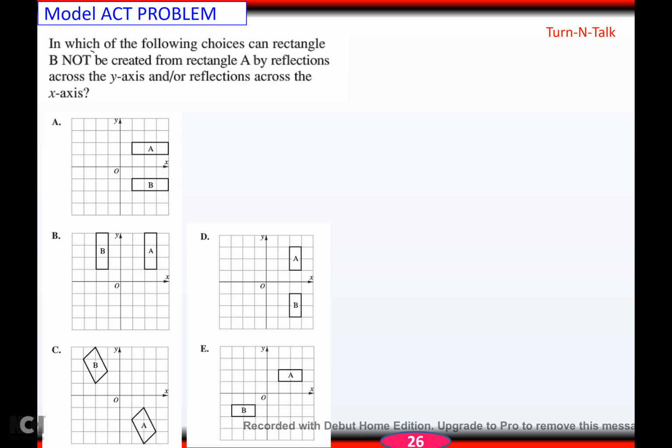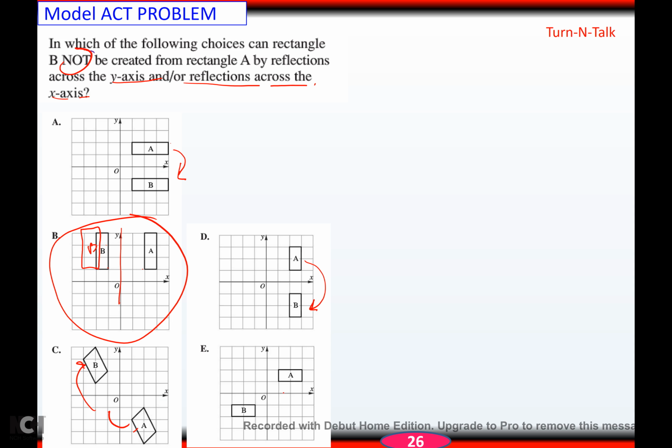Okay. In which of the following choices can rectangle B not be created from rectangle A by reflections across the Y and or reflections across the X? This, if I reflected over X, would give me B. Okay? This one, if I reflected over Y, it's 2 units away, which would put it over here, not right there. So this one would not draw B if I just reflected over Y. You can check the other ones, but this would make B if you reflected over X. This would make A if you reflected over Y and then reflected over X.